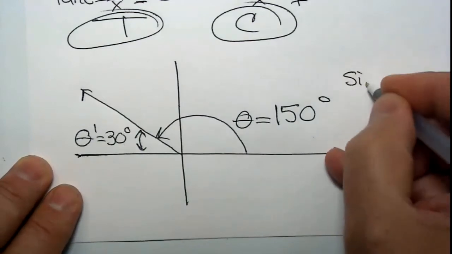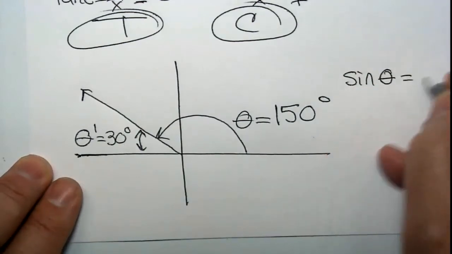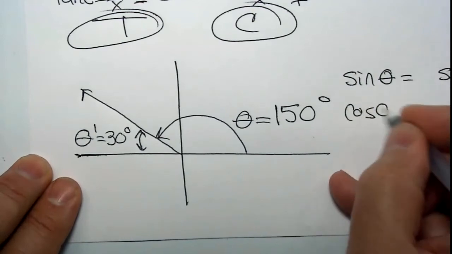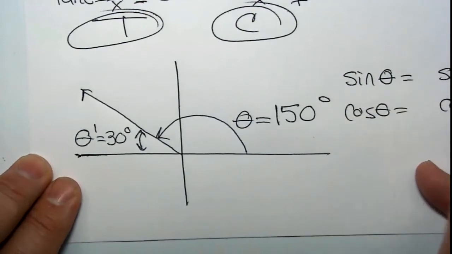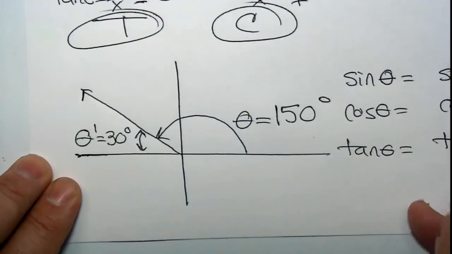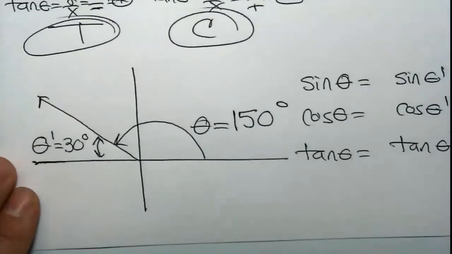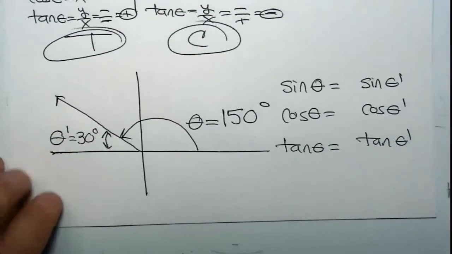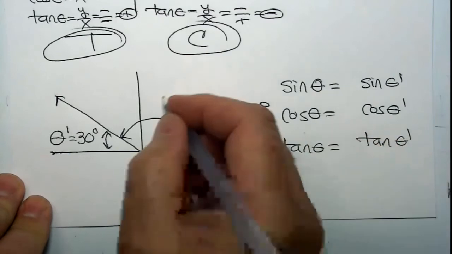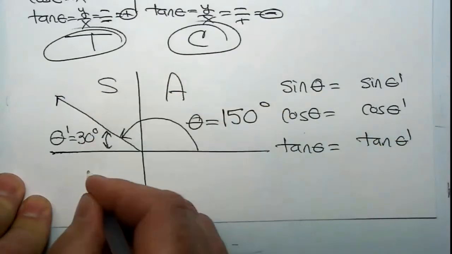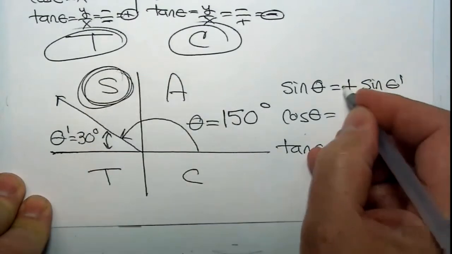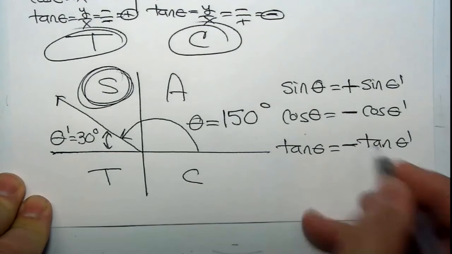It turns out that the sine of the big angle is equal to the sine of the little guy. The cosine of the big angle is equal to the cosine of the little guy. And the tangent of the big angle is equal to the tangent of the little reference angle. Sorry, that's over here. The only difference might be that the sine, cosine, or tangent might be positive or negative, and all you've got to do is figure out what quadrant you're in. You're in a quadrant where sine is positive and the other outputs are negative.